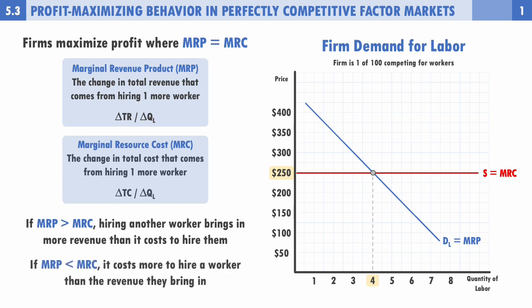But once we get past that point, if our MRP is less than our MRC, so any point there to the right, you see the red line sits higher than the blue line, it's costing us more to hire a worker than the revenue they bring in. And so we wouldn't want to go there. We'd start to lose profit. It's where they are equal that we maximize it.